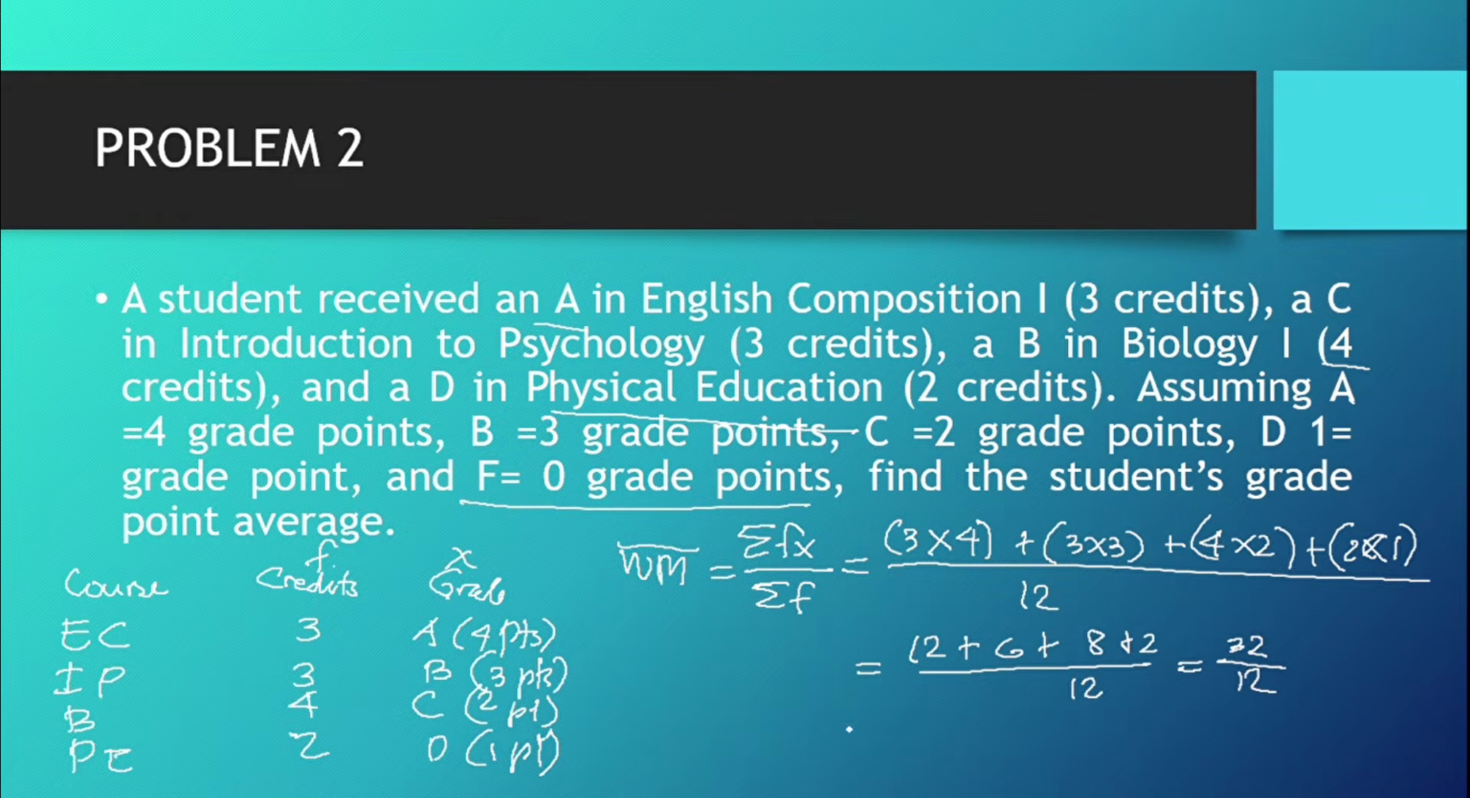So that is equal to 2.7. Okay, so therefore we could say that this is the grade point. So the grade point average is 2.7 in this problem number 2. So thank you. So next we have, try this at home.